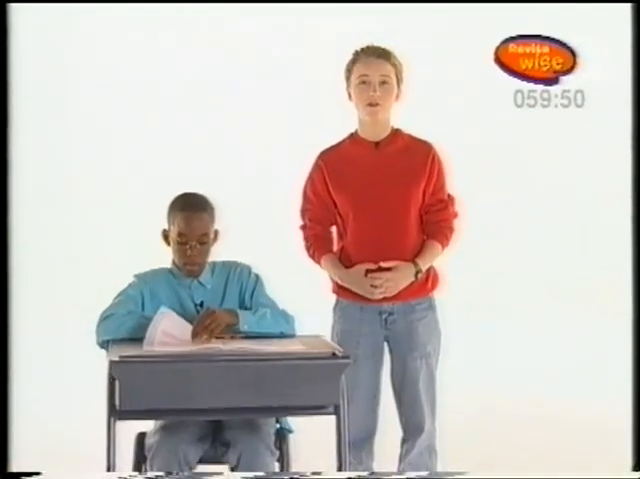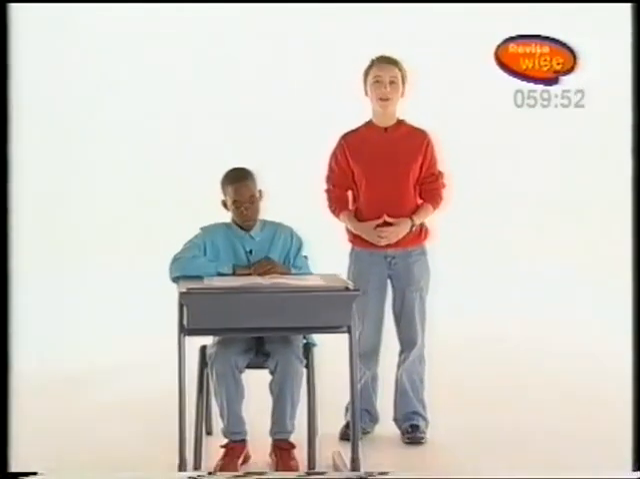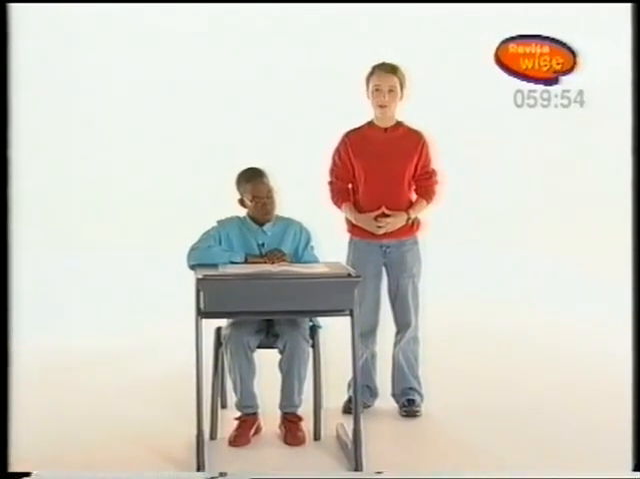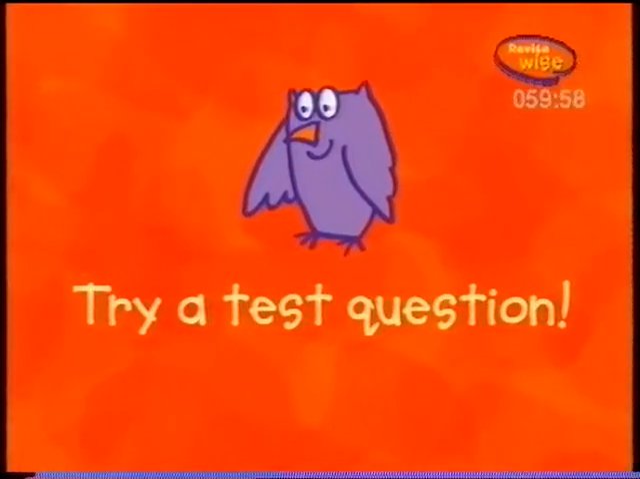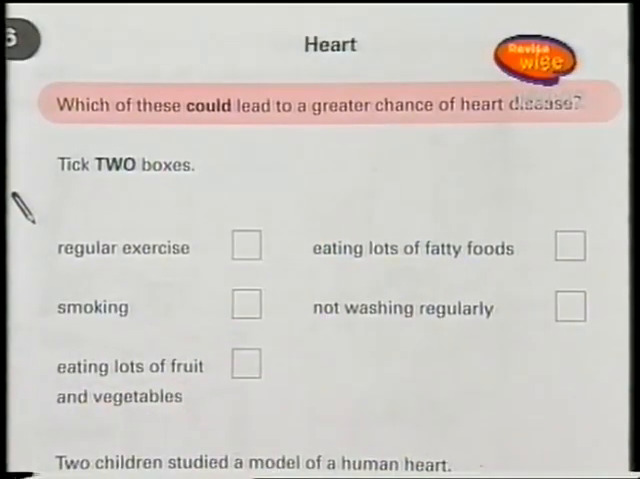In our programs, books, audio tapes and on the internet, we're helping you with your key stage 2 science tests. This time we're looking further at humans and other animals. Which of these could lead to a greater chance of heart disease? Tick 2 boxes. Regular exercise, smoking, eating lots of fruit and vegetables, eating lots of fatty foods, not washing regularly.